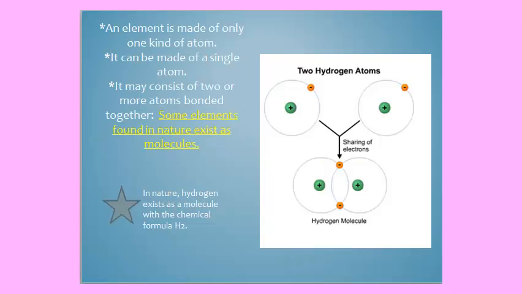Alright, let's talk some more about H2. An element is made of only one kind of atom. It can be made of a single atom, or it may consist of two or more atoms bonded together. Some of these elements found in nature exist as molecules. You have these two hydrogen atoms. Just as we discussed earlier, they share those electrons to form an H2 molecule. In nature, hydrogen exists as a molecule with the chemical formula H2, so it is a naturally occurring molecule.